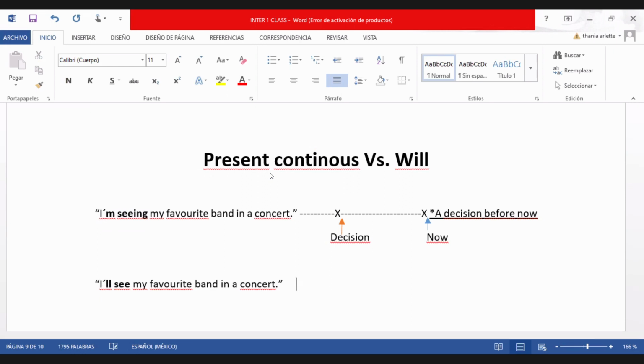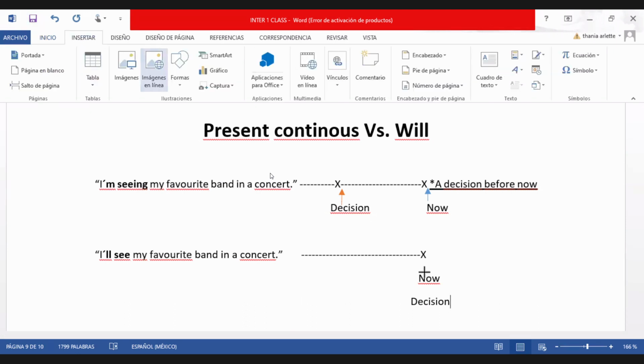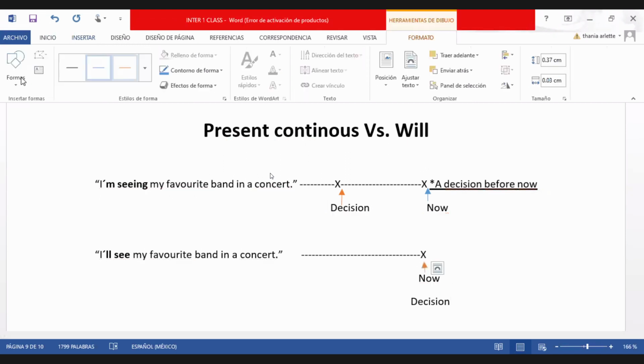But what is the difference? Again, we are going to draw the timeline. But there is going to be a difference and you are going to see what the difference is. Again, we have this moment that is now, and at this moment I am also taking the decision. Yeah, the two points are exactly at the same level in the timeline. So now, and now I am taking the decision here.